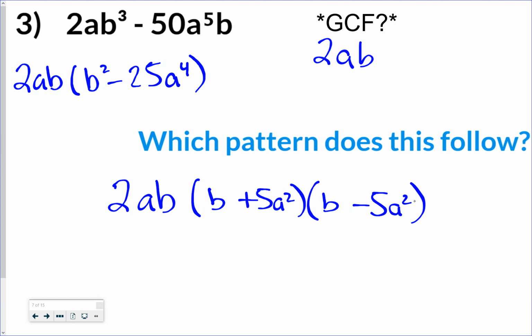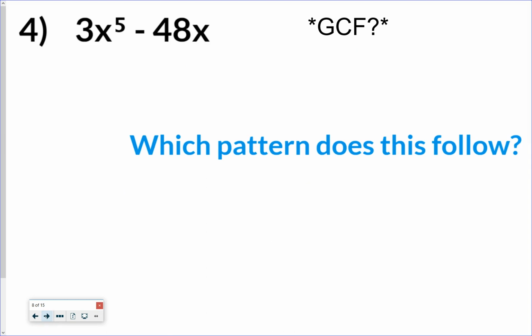All right, I would like for you to try the next one. So 3x to the 5th minus 48x. And I did give you a little hint because I asked you to look for a GCF. So you look for that GCF and you try it. And I know you're not in tables, but you can definitely talk to someone in front of you, behind you, next to you. You can still work with somebody if you want to.